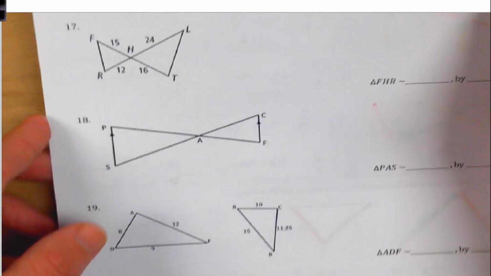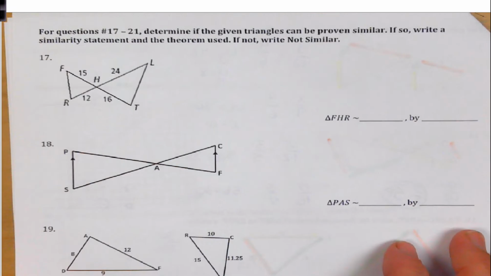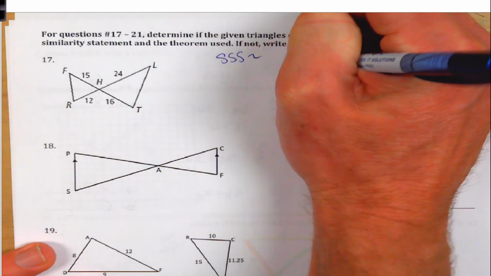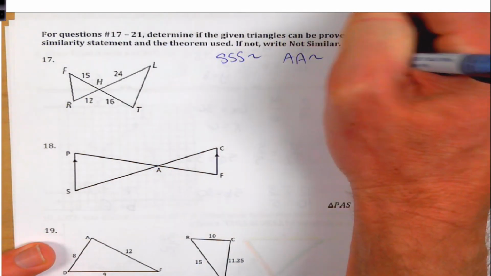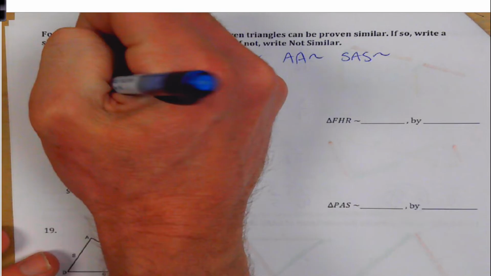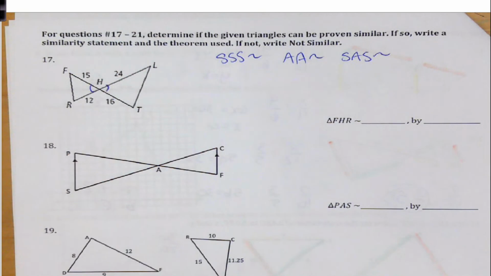Okay, are these triangles similar or not? So we have three different ways to prove triangles similar. That would be side, side, side similarity, angle, angle similarity, and side, angle, side similarity. So we have two sides, and I see an angle here. So I'm going to go with that's probably going to be side, angle, side similarity, or not similar.